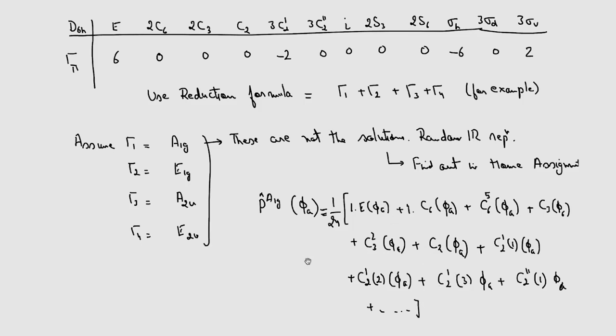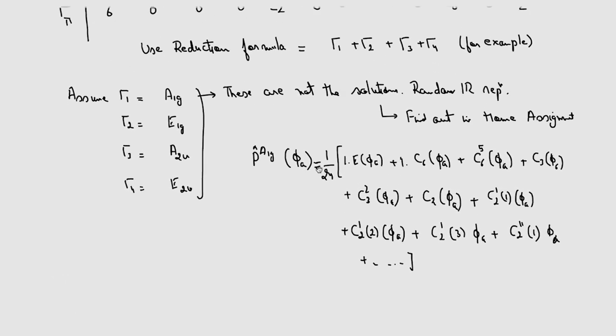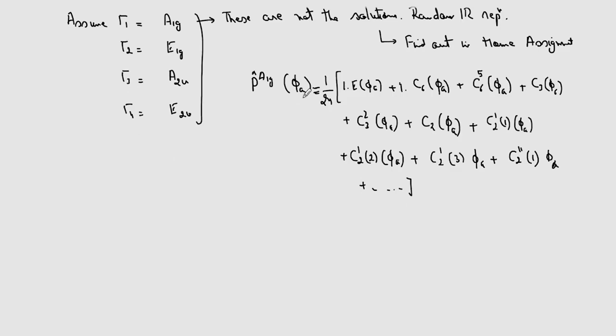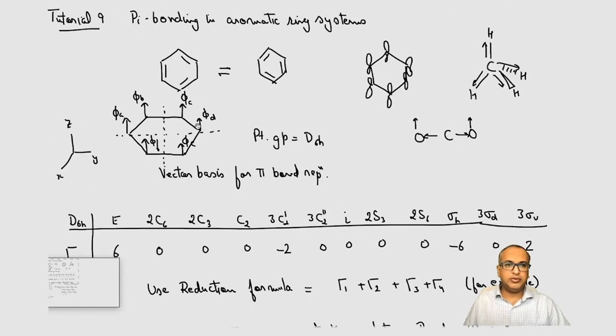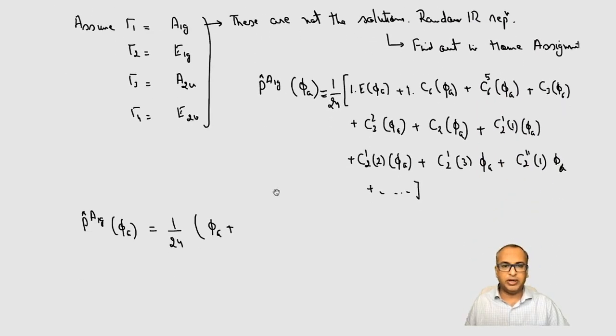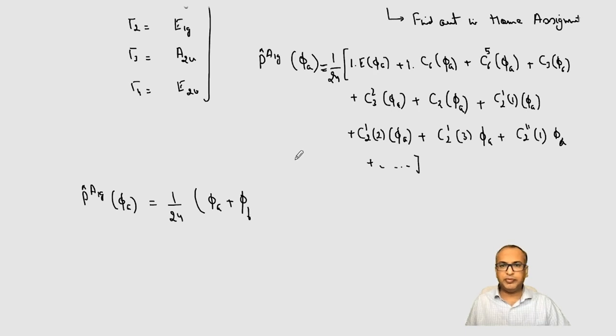Okay. Now, what will the answer to this be? Let us try to see if we can actually find out. So the answer will be the projection operator A1G on phi A, 1 over 24. So let's say E operating on phi A will give you phi A. C6 operating on phi A will give you a rotation by 60 degrees, an anti-clockwise rotation. So phi A will go to phi F. So you'll have phi F over here, right? So the new position is phi F. Okay. Now C6 5, so I will have phi B here. Then C3, if I do the C3 operation.